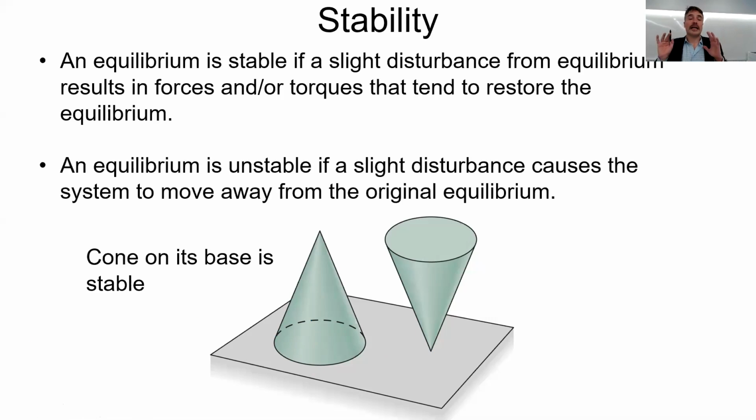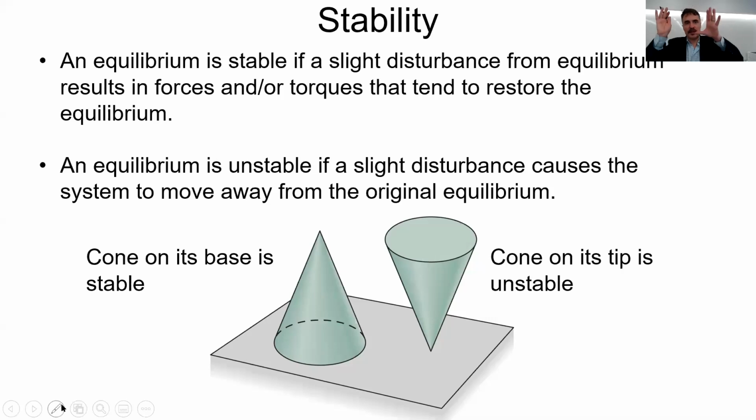An equilibrium is unstable if, when you give it a slight tip, there are forces which cause it to accelerate away from equilibrium. So an example is the cone that's on its tip. You give it a little nudge to the left, it'll continue falling to the left. It'll accelerate away from equilibrium. So you can imagine both of these things being balanced. They're in equilibrium, they're not accelerating if it's exactly balanced, but one is in a stable equilibrium and one is in an unstable equilibrium.